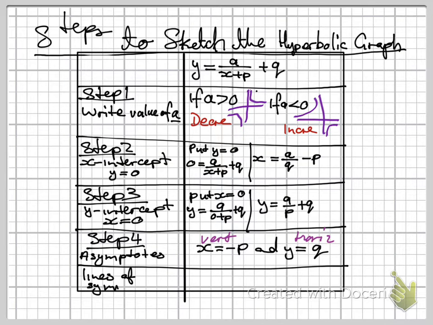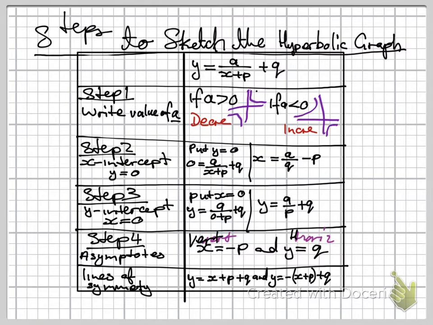Okay, moving on, step number 5, lines of symmetry. The first line of symmetry is y is equals to x plus p plus q. The second one is y is equals to negative open bracket x plus p close bracket plus q.